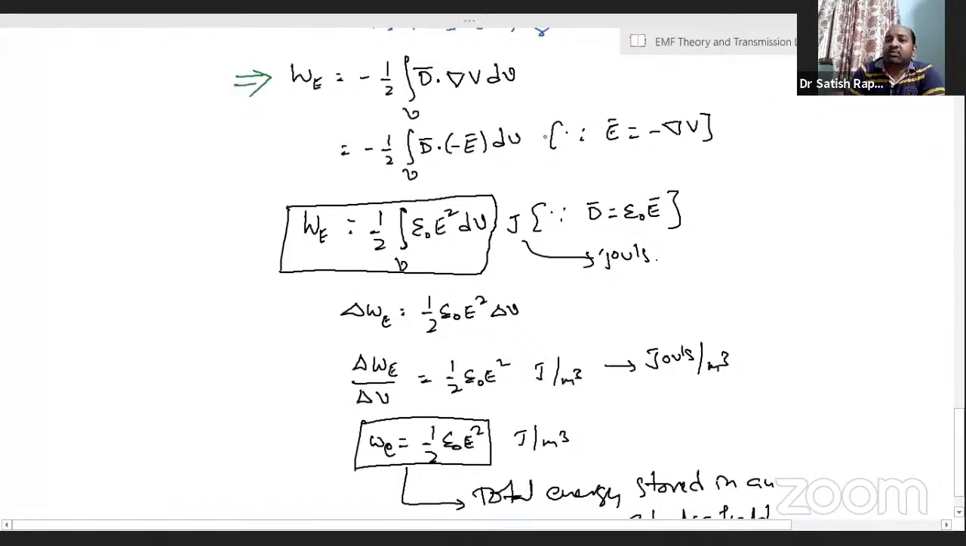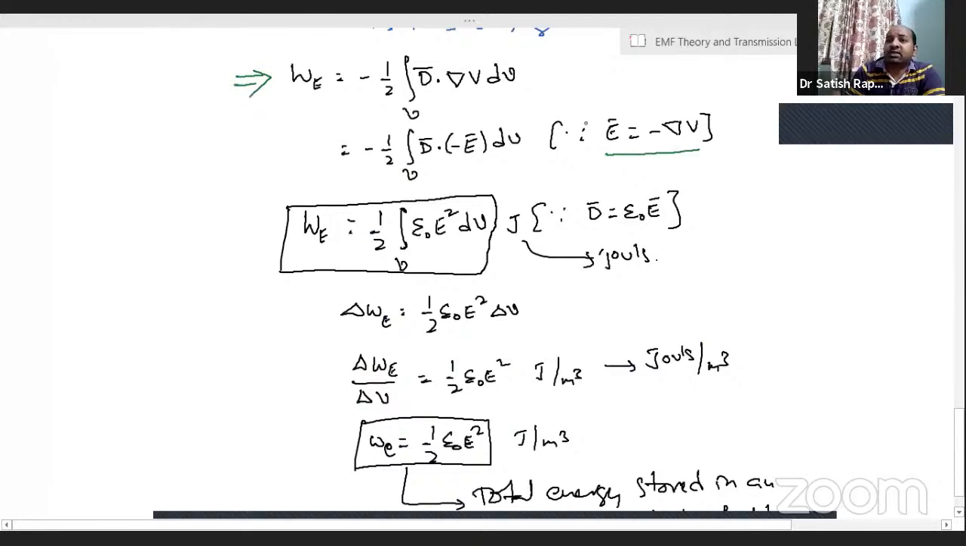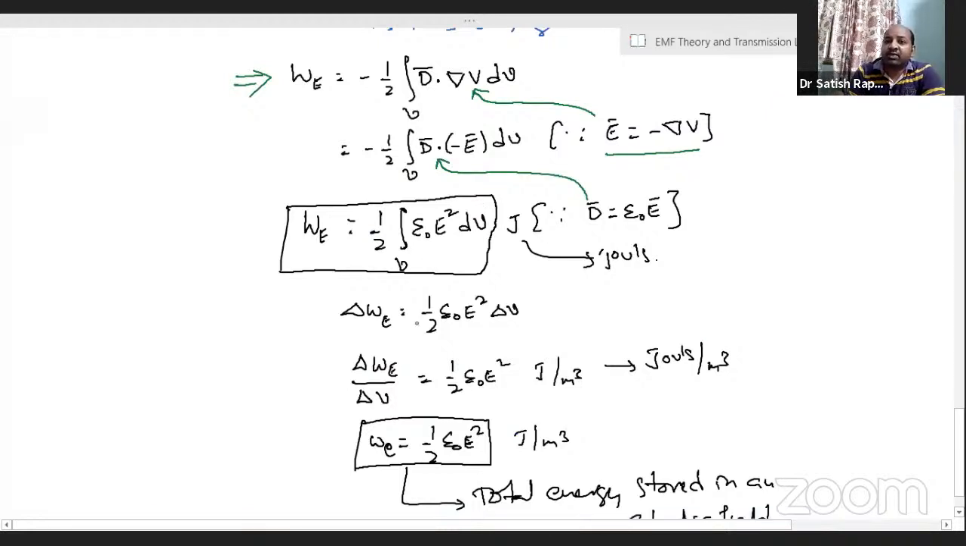And simplifying further, E bar is equal to minus delta V. So substituting here, and D bar is equal to epsilon naught E bar, substituting it here and simplifying, you'll get this. And this is in terms of joules, right? And differentiating this and taking the volume to the left hand side, so WE by volume, that means joules per meter cube. Volume in the sense meter cube, so per unit volume, right? So this is the final equation.